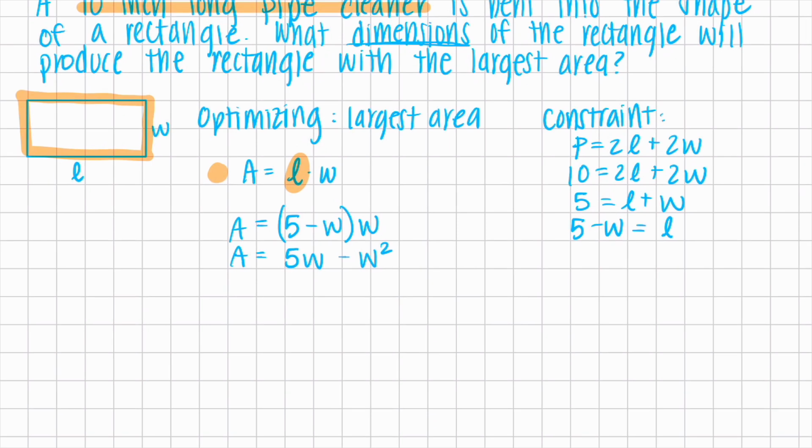Now that we have one variable on the right-hand side of our area equation, we are going to take the derivative with respect to width on both sides of the equation. So the left side is going to be derivative of area with respect to width. On the right-hand side, let's simplify. We get 5 minus 2w.